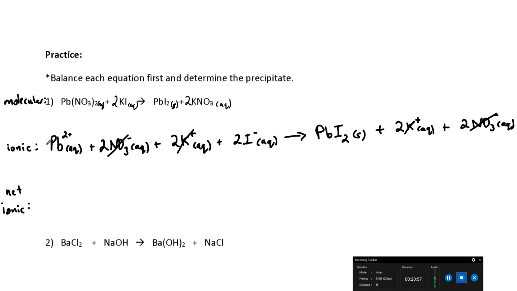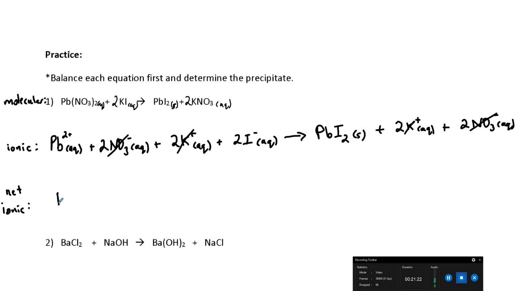So what actually changed was these guys who were once dissolved or dissociated joined together to make an insoluble compound. That insoluble compound becomes your precipitate, and because it's insoluble, it's no longer separated into ions. It's one compound, and it forms sort of that lump at the bottom.